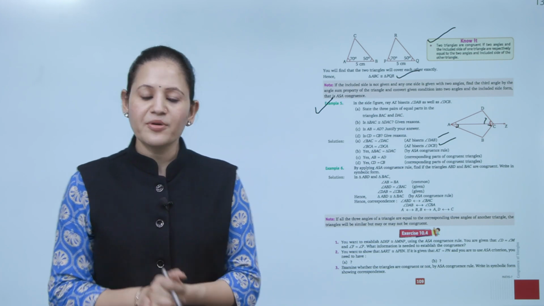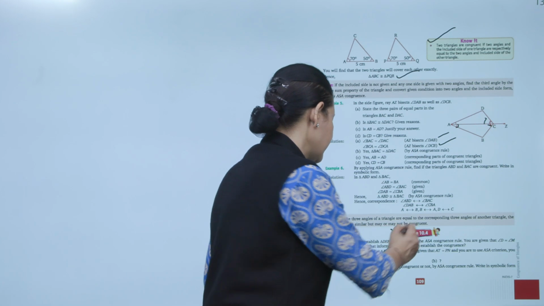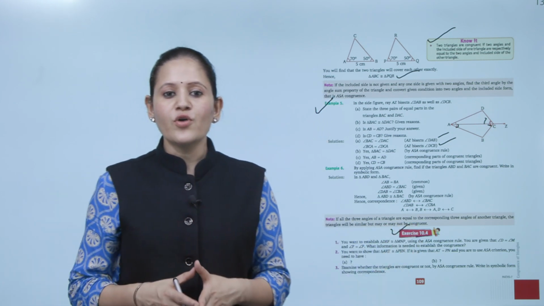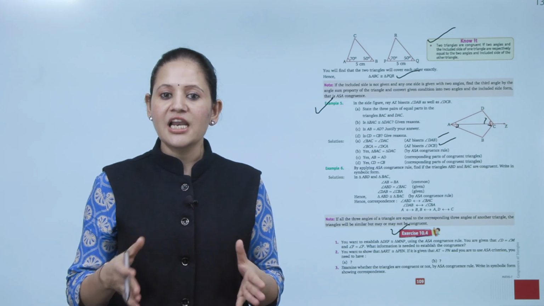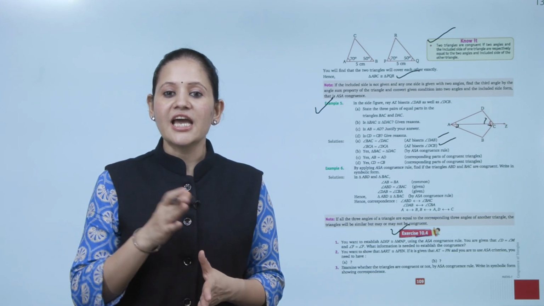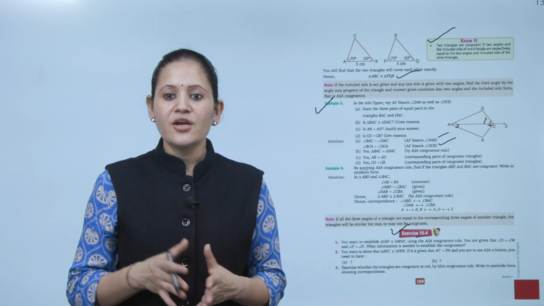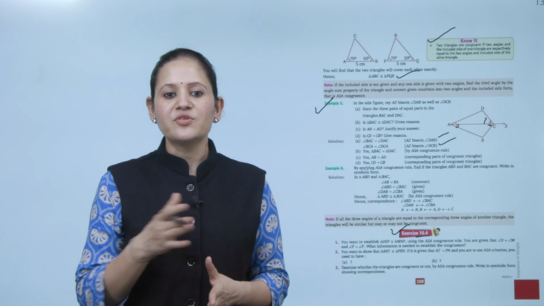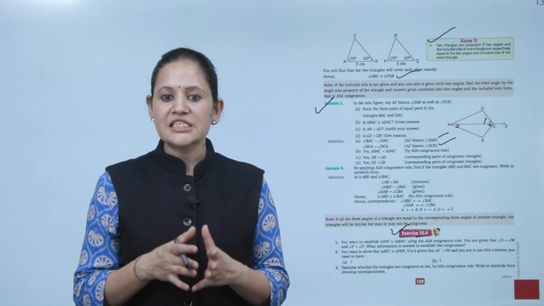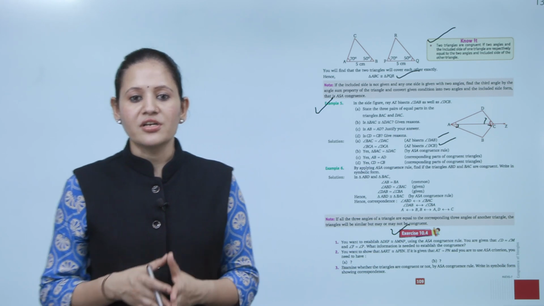Next is exercise 10.4. You want to establish triangle DEF is congruent to triangle MNP using the ASA congruence rule. You are given angle D equals angle M and angle F equals angle P. What information is needed to establish the congruence?